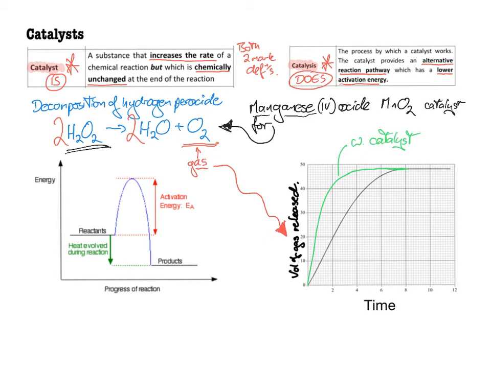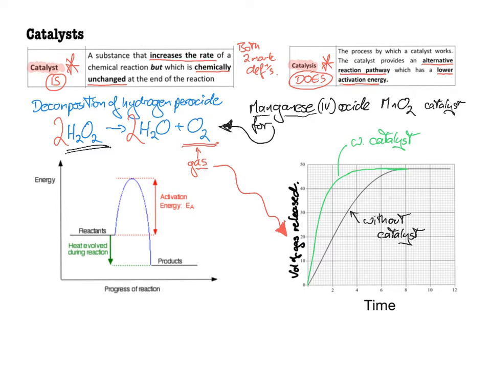Always, always, always label your lines on your graph. I've seen so many people lose 4 or 6 marks by sketching perfect lines on graphs and then not labeling them. And this one would be without a catalyst. Let's just run that through one more time. With a catalyst, we get an increased rate of reaction. The rate of reaction on this sort of graph is given by the steepness, the gradient of the line.